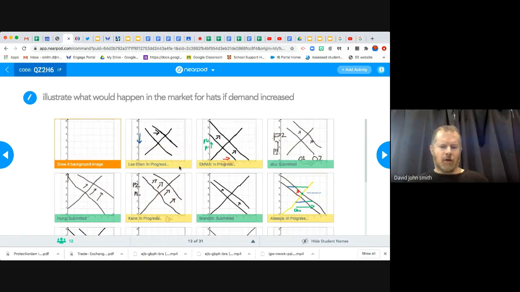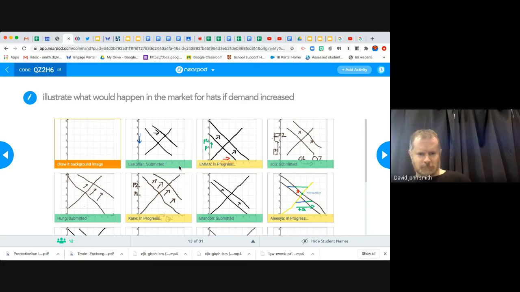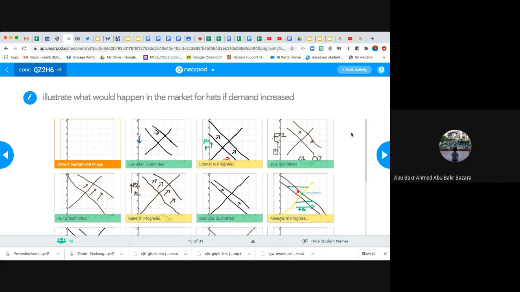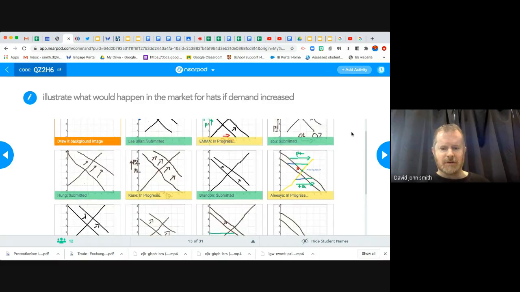All right, now, what did you notice happened to the equilibrium price and equilibrium quantity when the demand for hats increased? What's happened? So the equilibrium shifted and the price increased as well? Yes, good. Price has increased.